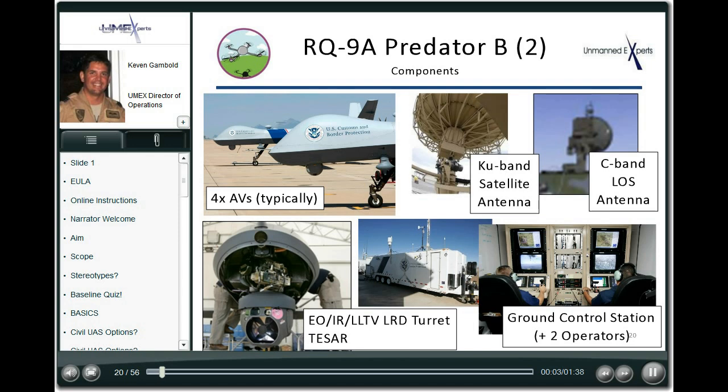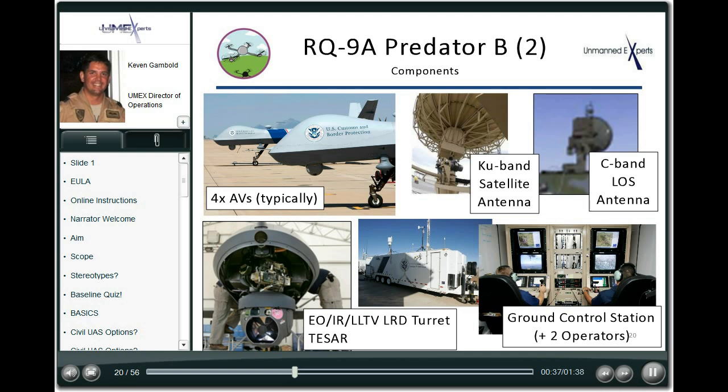Okay, the Predator B Reaper type systems. The smaller brother, the Predator A, used to come with 4 AVs. Initially the Predator B would be sold with 2, but I believe later reports from Customs and Border Protection suggest that they are buying 4 per system, which makes sense when it comes to logistics, which we can discuss in another module. The aircraft themselves, as I said, unladen, probably weigh about 8,000 pounds.